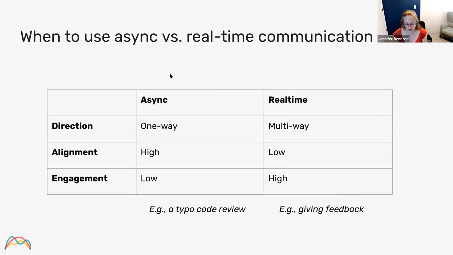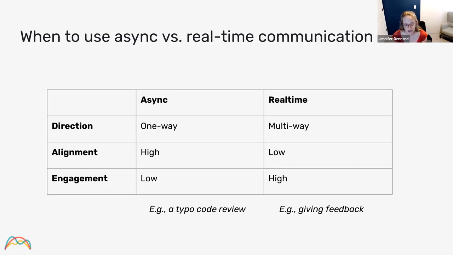So we like to think about breaking down what async is really good for. So I think it was Sarah Milstein earlier who was speaking about how async isn't suitable for everything. There are certain things when you're thinking about meetings that async is better for. So we break it down along three axes. One is the direction of the communication. Is it one way or is it multi-way? Are multiple people communicating? Another is alignment.